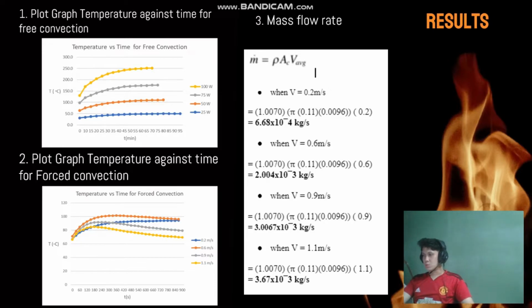So for question 3, mass flow rate, we don't calculate the heat transfer rate because I think Aina already covered that part in the report. So for mass flow rate, I took the data from Aina on the Excel. Using the formula, m dot, which is mass flow rate, equals density times area times velocity. So these are the calculated results when V equals 0.2, 0.6, 0.9, 1.1 meter per second. That's it from me. For question 4, we don't calculate it.